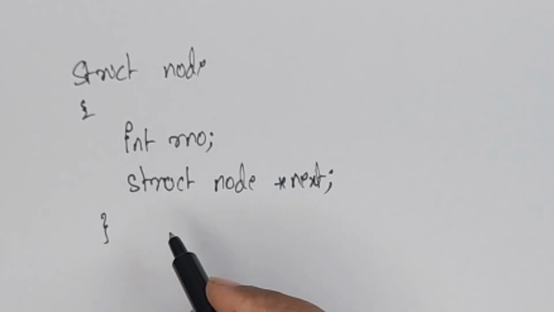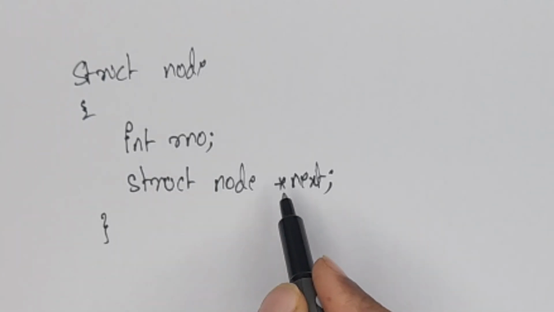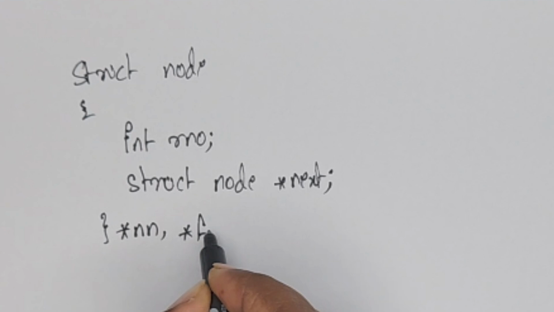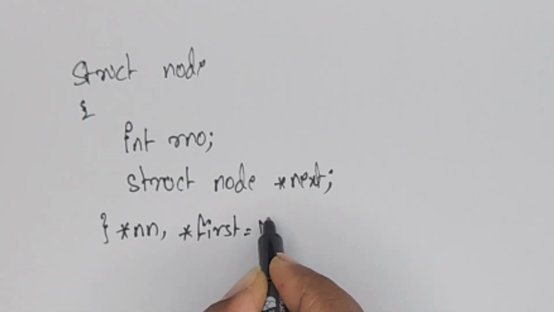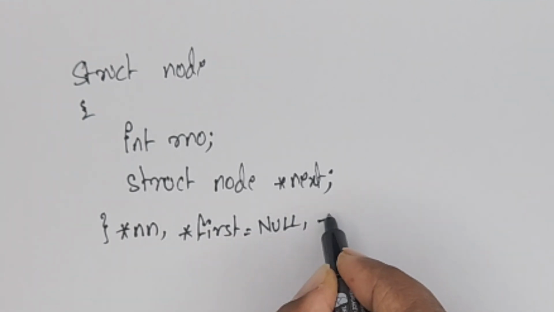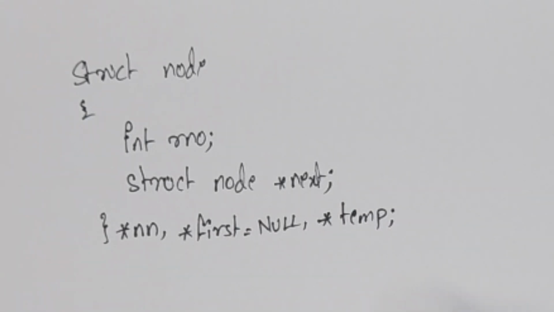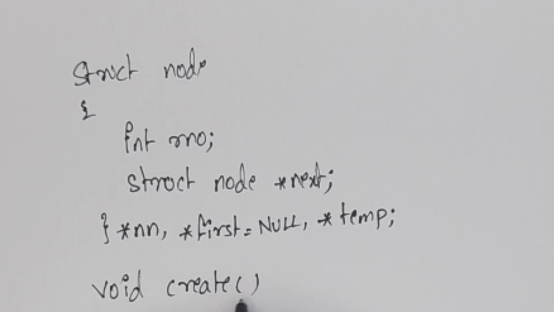Next, structure variables. With the help of structure variables only, you can access the members. So new node is one variable. First is one variable, initially it is null. And one more, it is temp. So all these are structure variables. Now I'm going to write code for the create function.